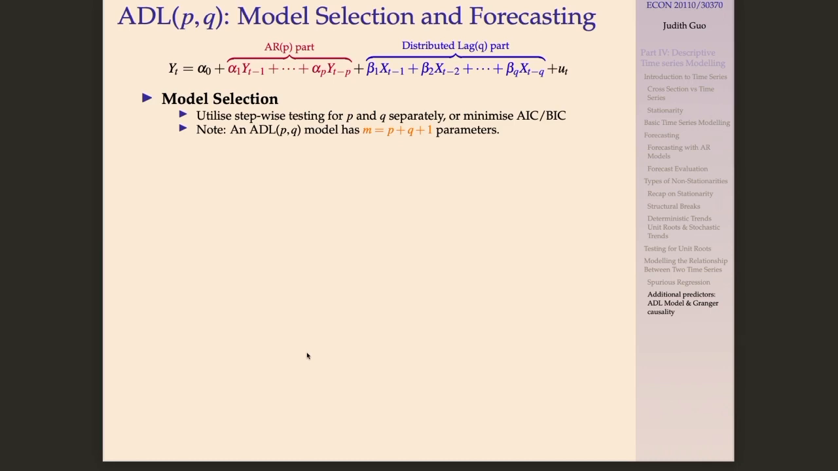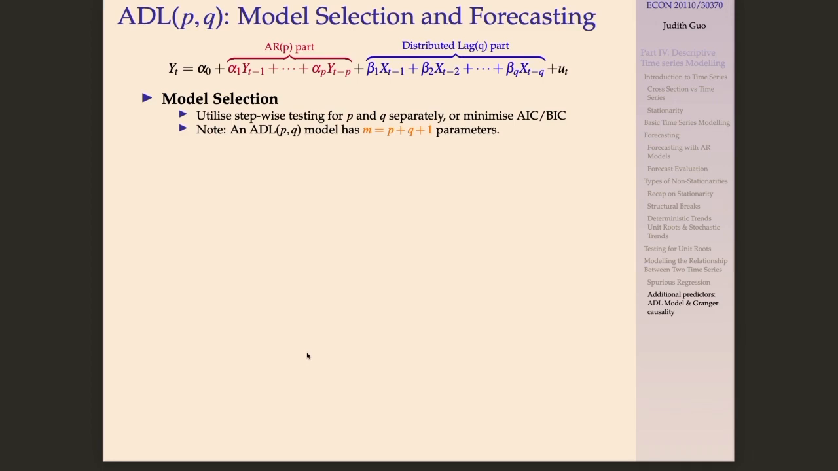We run this regression, and if xt minus 3, the third lag of x, is statistically significant, then that indicates Q equal to 3 is optimal. Whereas if the lag 3 of x is insignificant, we drop it, and then we re-estimate the model with Q equal to 2. We continue this until the first rejection occurs. That gives us the optimal P and Q.